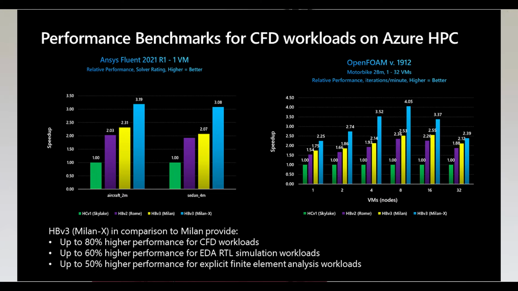These are some more benchmarks here with comparisons between the different HPC VMs with Fluent and OpenFOAM. And we're highlighting here the improvements that we got going from the Milan to Milan-X. So the HBv3 with Milan-X was up to 80% higher for the CFD workloads, 60% higher for EDA, and 50% for FEA.